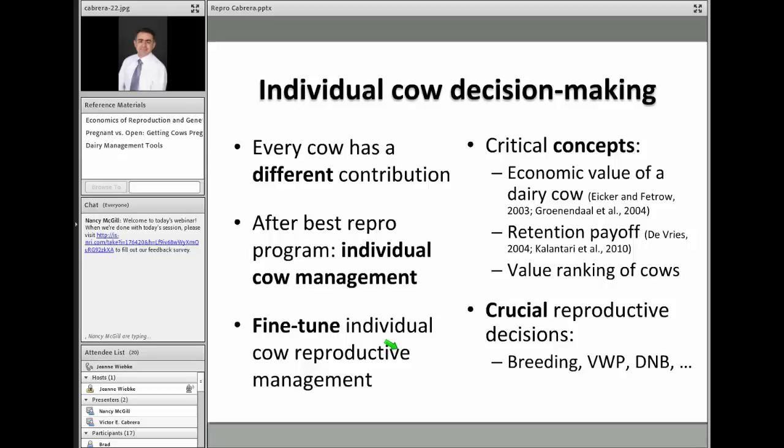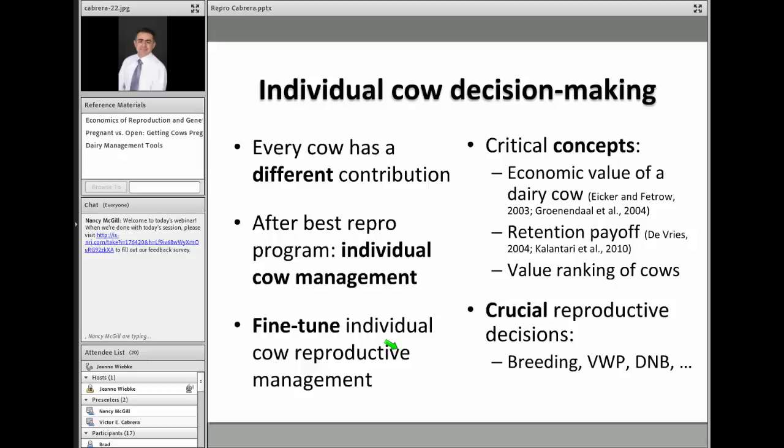So the nice thing is that it's available for you. I'm going to finish up this presentation with the last two very briefly, in which we can do this analysis on an individual cow. We want to do decision making for every single cow, even after we have defined our best reproductive program, as we have seen before.